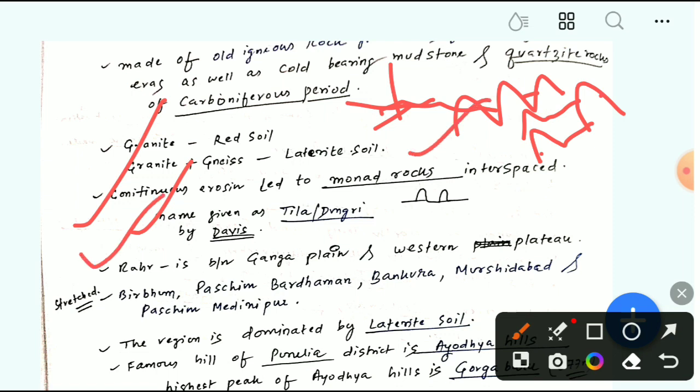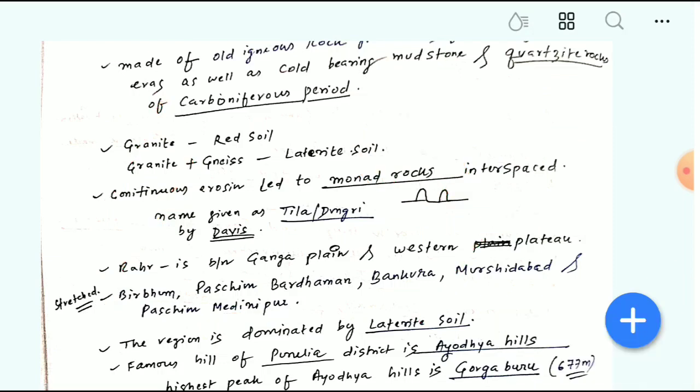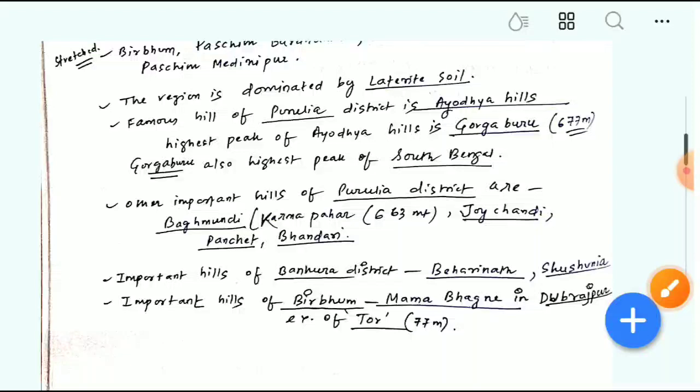Next, Rar is between Ganga plains and Western Plateau. So the middle region between the Ganga plains and Western Plateau is called Rar region. It stretches between Birbhum, Paschim Bardhaman, Bankura, Murshidabad and Paschim Medinipur. So Bardhaman, Bankura, Murshidabad and Medinipur, and some parts of Birbhum also it covers. The region is dominated by laterite soil.